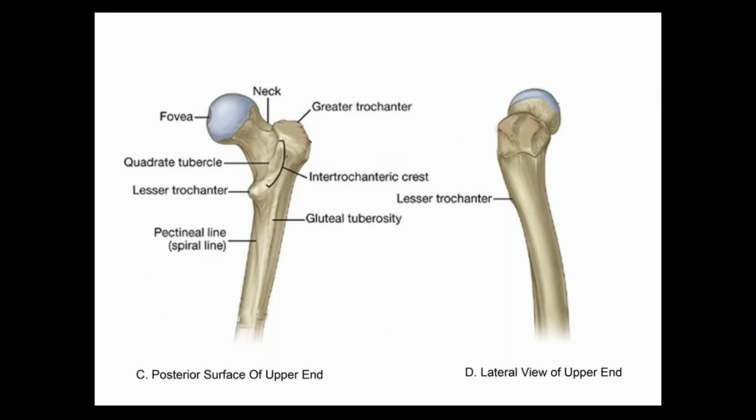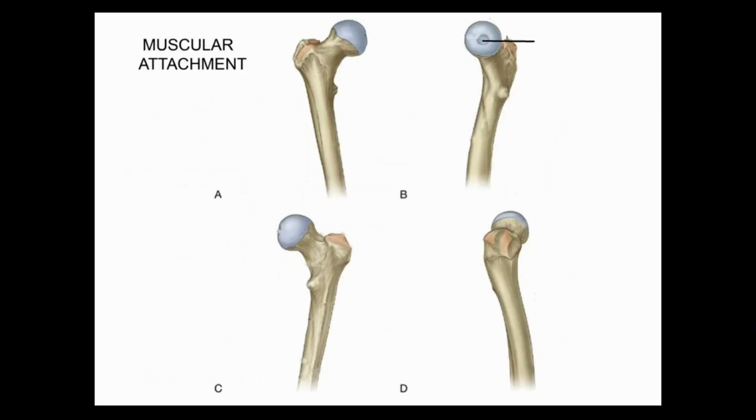The head forms two-thirds of a sphere, and it articulates with the acetabulum of the hip bone to form the hip joint. The two-thirds of the sphere, which is articular, is lined by hyaline cartilage, except in the center, the pit or fovea, where there is an attachment of the ligamentum teres.